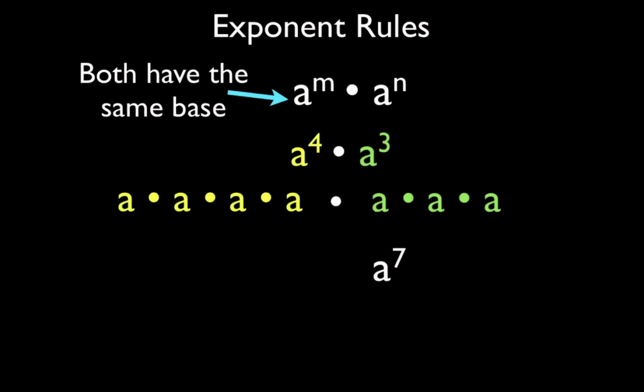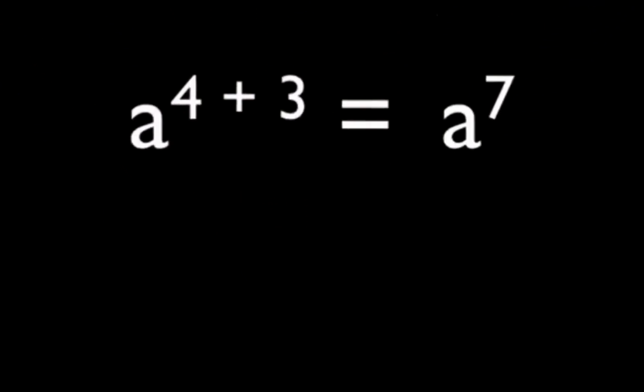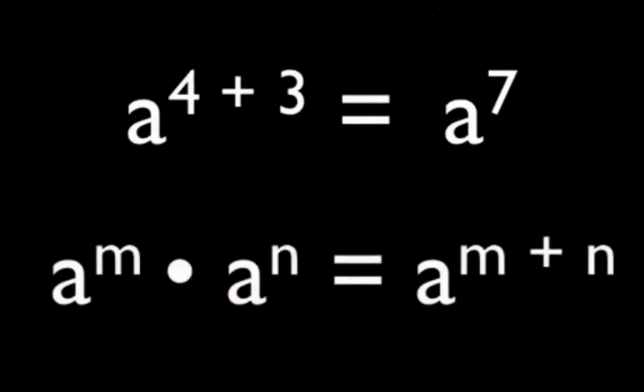So the rule then is that you simply add the exponents. And we can apply that to the general rule as well, where a to the m times a to the n is equal to a to the m plus n. This will work for any values of m and n.